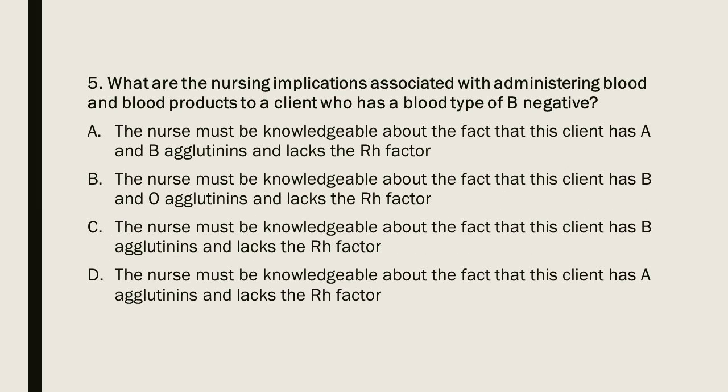5. What are the nursing implications associated with administering blood and blood products to a client who has a blood type of B negative? A. The nurse must be knowledgeable about the fact that this client has A and B agglutinins and lacks the Rh factor. B. The nurse must be knowledgeable about the fact that this client has B and O agglutinins and lacks the Rh factor. C. The nurse must be knowledgeable about the fact that this client has B agglutinins and lacks the Rh factor. D. The nurse must be knowledgeable about the fact that this client has A agglutinins and lacks the Rh factor.